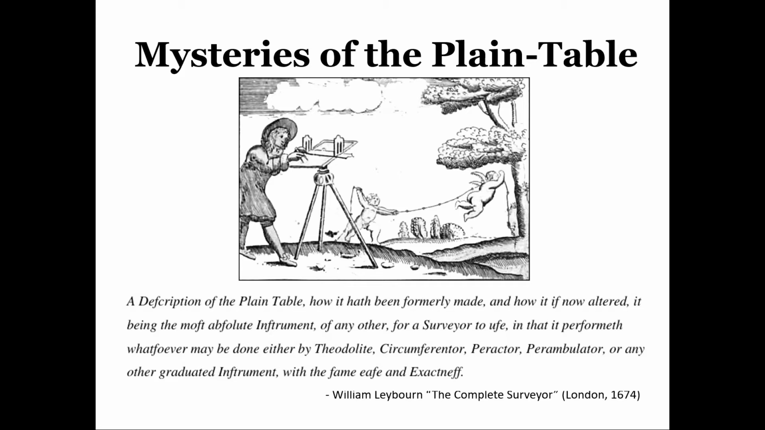And I agree totally with what William Laybourne describes in The Complete Surveyor of 1674, where he describes the plane table, how it was made, how it's altered, and it being the most absolute instrument of any other for the surveyor to use, in that it performeth whatsoever may be done by either the theodolite, circumferentor, proactor, perambler, or any other graduated instrument, with the same ease and exactness.